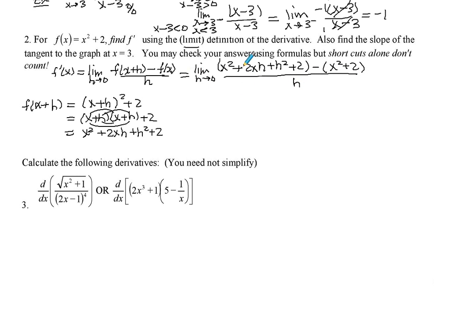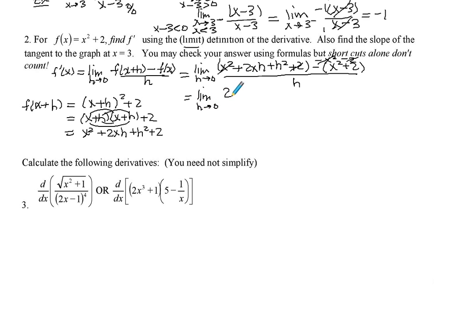And then remember that this is going to be form 0 over 0. If we plug h equals 0 in, these terms drop out, and you get x squared plus 2 minus x squared plus 2 over h. And that looks like 0 over 0. So what we need to do is do some algebra here. So remove these parentheses, change the signs. That'll be negative x squared minus 2. So x squared and negative x squared cancel, 2 and negative 2 cancel, and we are left with limit h goes to 0.